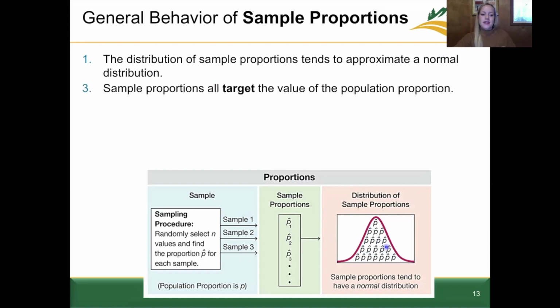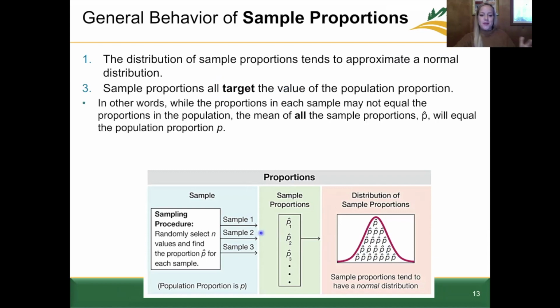Behavior number 3 is that sample proportions all target the value of the population proportion. That's true for proportions, means, and variances. In other words, while the proportions in each sample may not equal the proportions of the population, what is true is that the mean of all of these sample proportions, or all these p hat values, will then equal the population proportion.